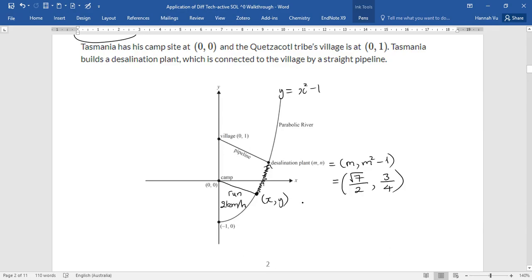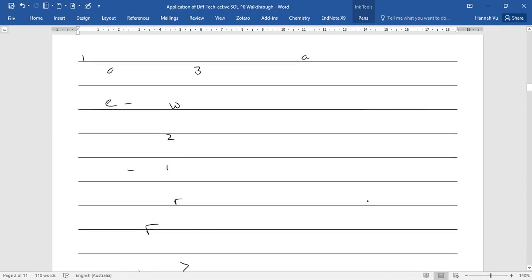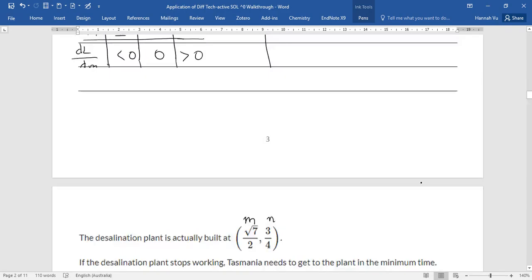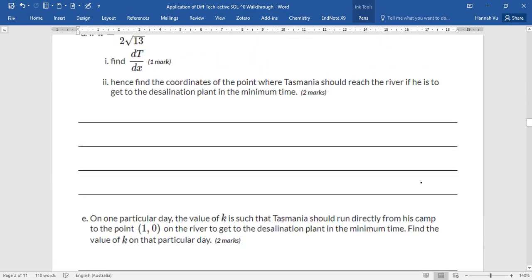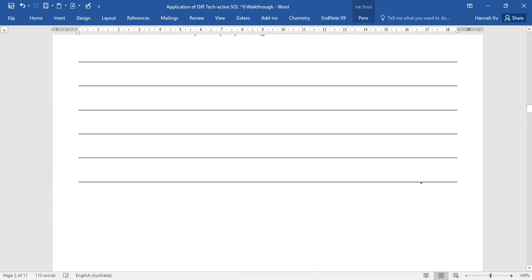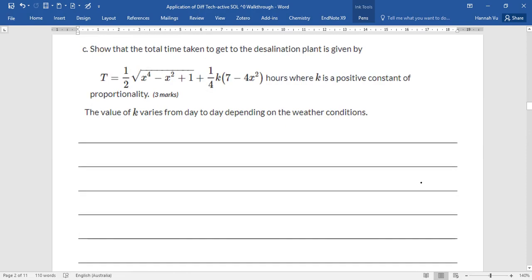And the time that he takes to swim to the plant is proportional to the difference between the y coordinates of the desalination plant and the point where he enters the river. Okay, that's interesting. So if we go down to part C again, you need to show that the total time taken is given by this expression. So show that the time taken is here.